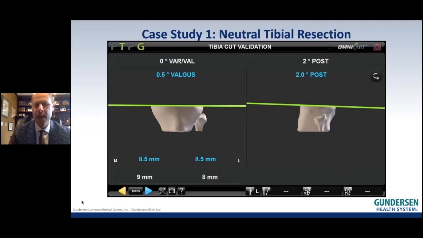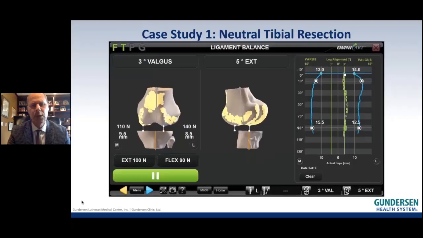I cut the tibia at 2 degrees of posterior slope, and the reason I do that is I sacrifice the PCL, but I use an ultra-congruent insert. When you resect the PCL, you're going to increase your flexion gap, so I decrease my slope a little bit to offset the increased flexion gap that I'm going to get. So here's the planning screen, and we put the balance spot in after making our tibial cut, you take it through a range of motion, and this is what you generate.